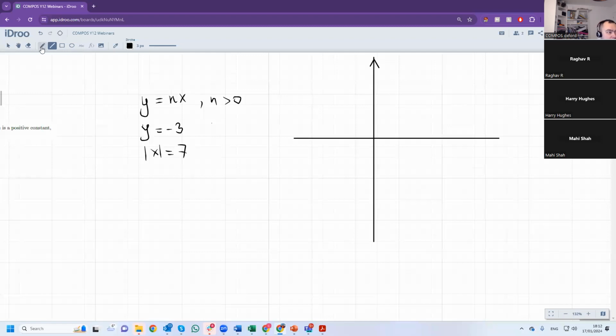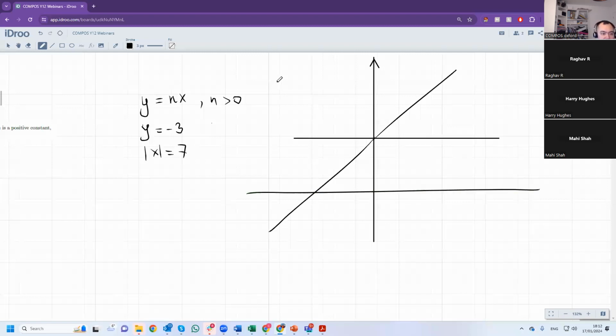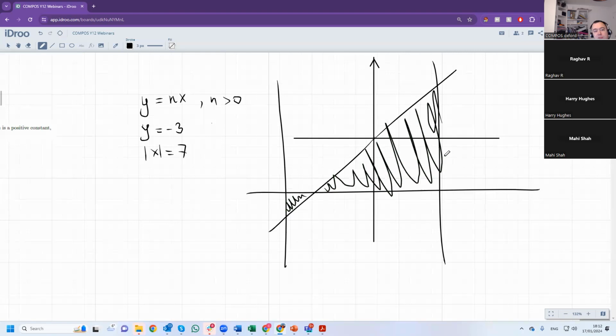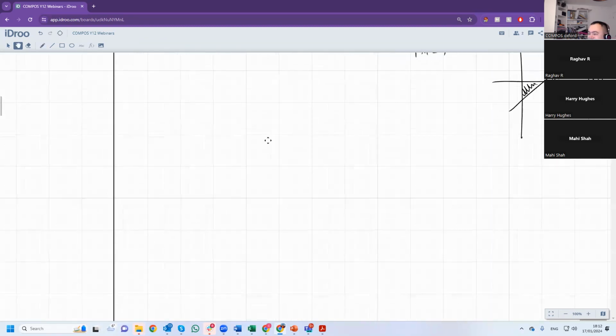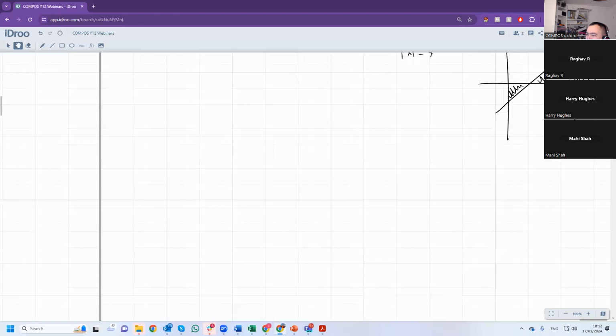So first you draw y equals nx, that's going to be like this. y equals -3, like this. And x equals 7, that's like this and like this. So I'm guessing this area. Once you draw it, it becomes straightforward. That's my advice. Draw. Do try again. You only have 2 unknowns. Just focus on the T1 and T2.